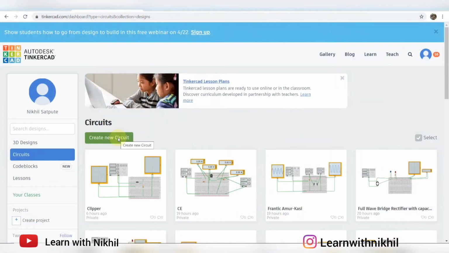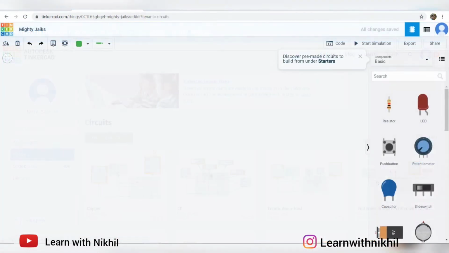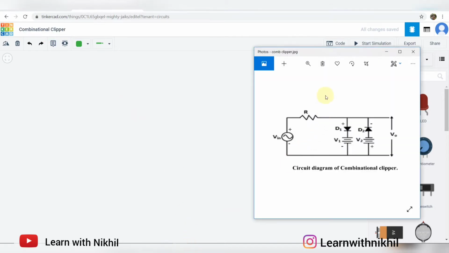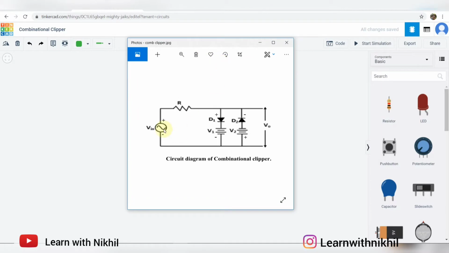First click on create new circuit. So we are going to study about combinational clipper. This is the circuit diagram for combinational clipper.